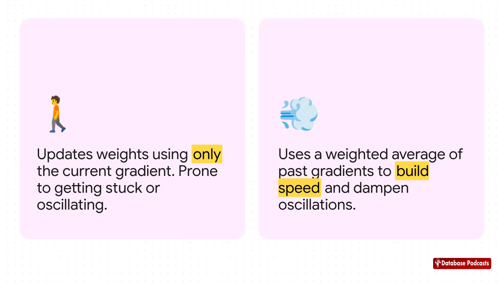First up is momentum, and the name pretty much says it all, right? It helps the optimizer build up speed. What it does is it calculates an exponentially weighted average of the past gradients. The classic analogy, and it's a good one, is a ball rolling down a hill. It picks up speed going in the right direction, and it's way less likely to get stuck in some little bump or ditch along the way. It also helps dampen those wild side-to-side swings we saw before.